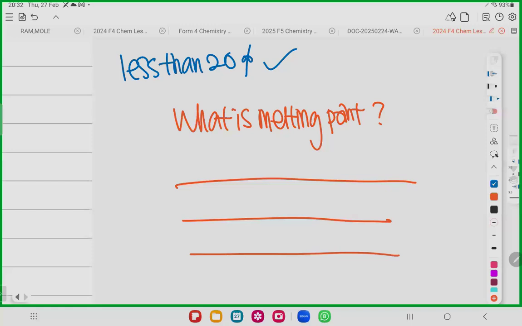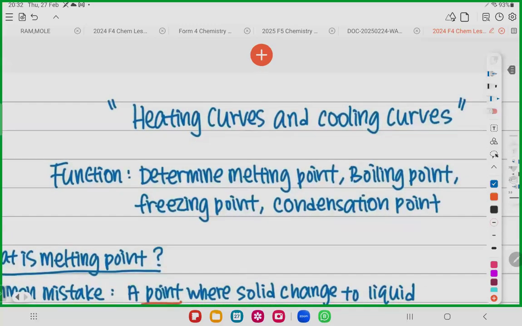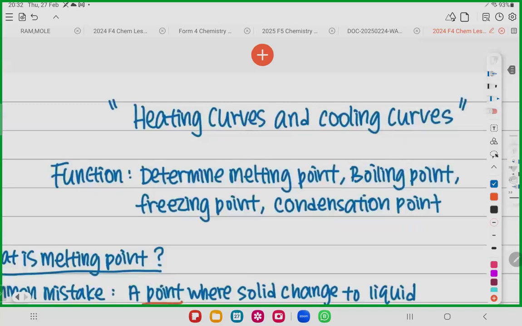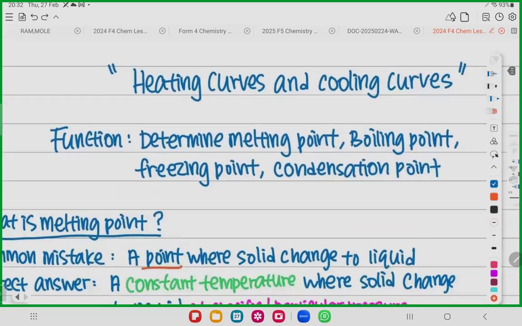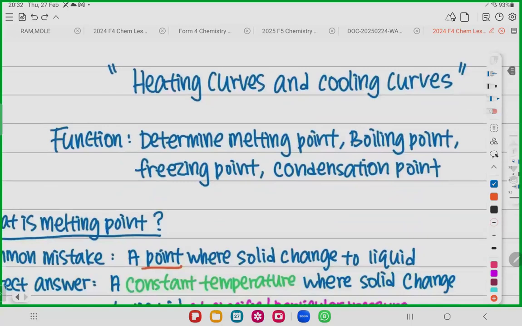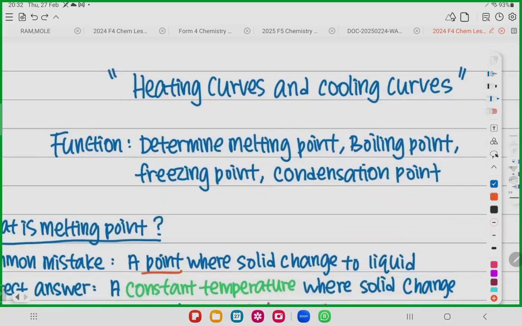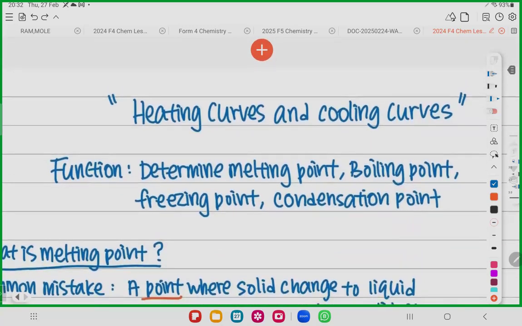Okay. So one of the most common mistakes by students is this. Many students will write, melting point is a point where solid changes to liquid. Wrong. Melting point is not a point. Some of you will write melting point is a period that solid converts to liquid. No, melting point is not a period. Some of you write melting point is the material that changes from solid to liquid. No, melting point is not a material.